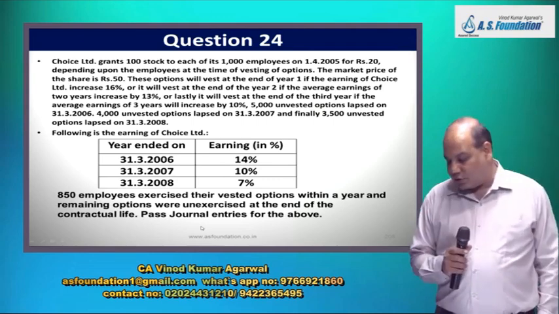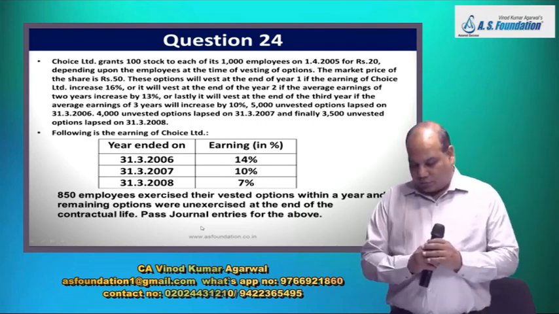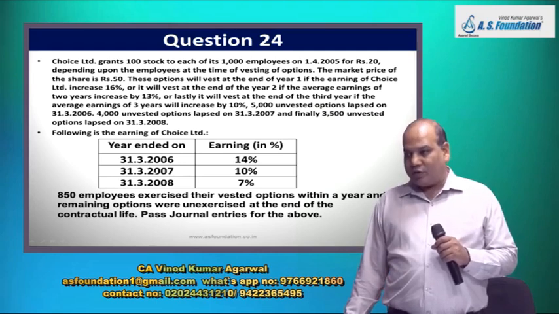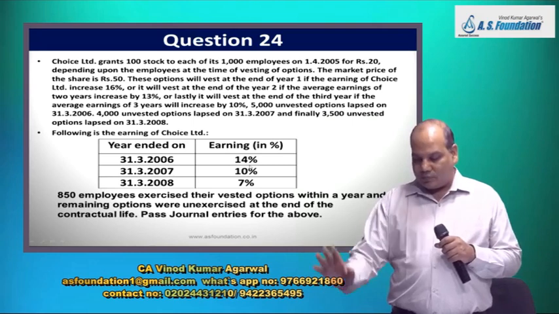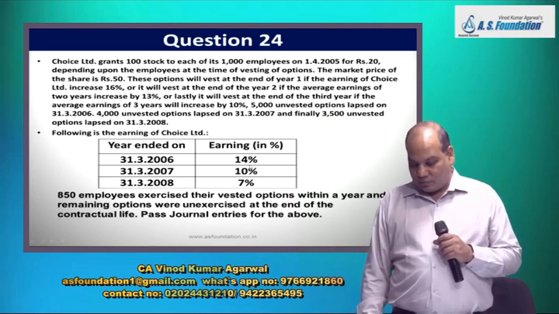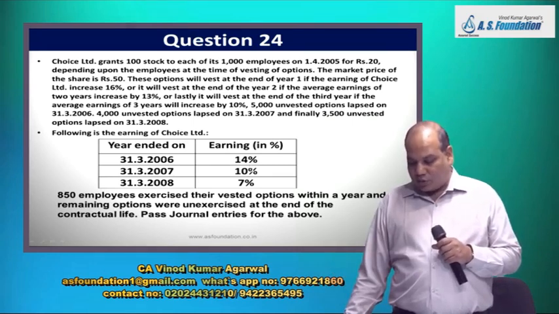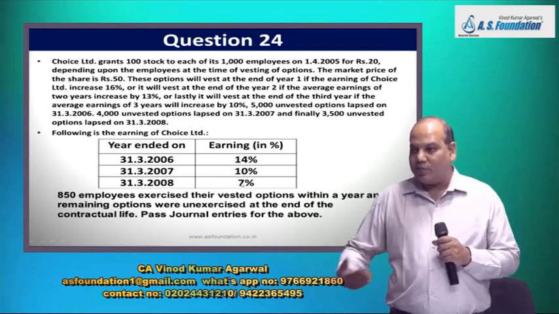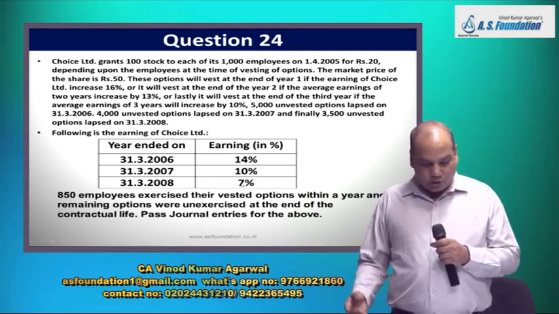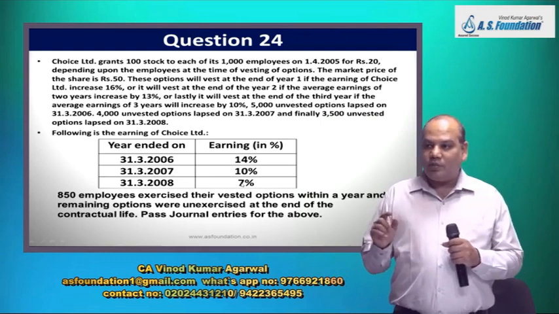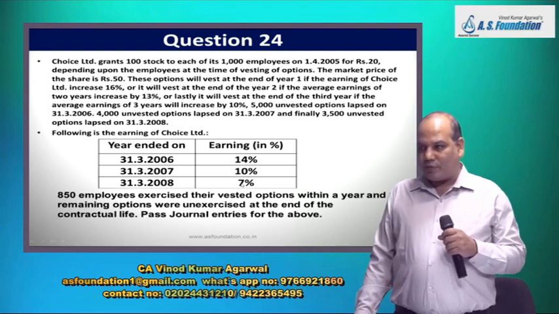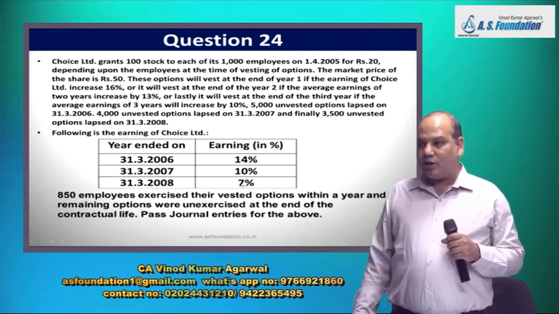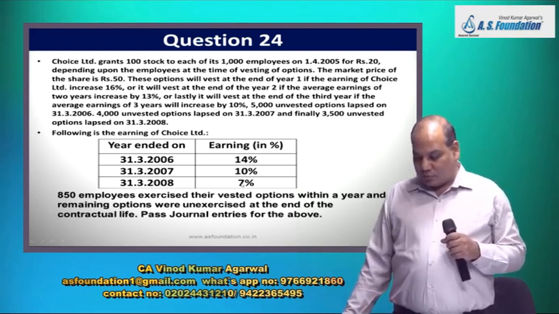Now what is the meaning of this last note? Suppose here it is 31st March 2006, and I know that the vesting period is not 1 year. Then the vesting period can be 2 years also or 3 years also. In the previous problem, management thought that next year they would achieve the target of profit. But this time there is nothing like that. So what will you assume?